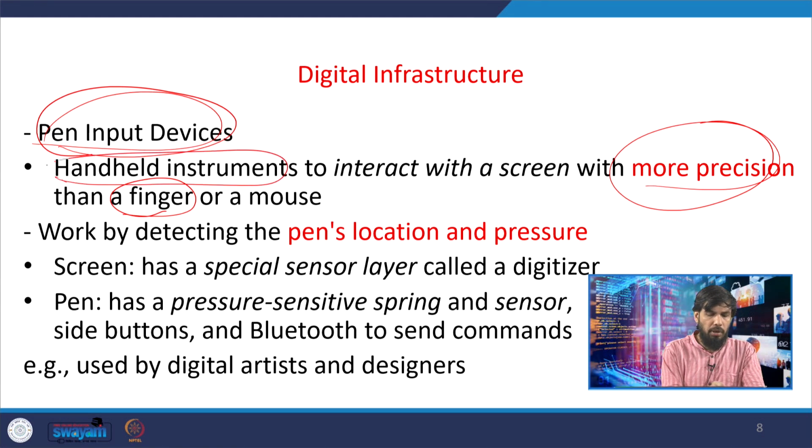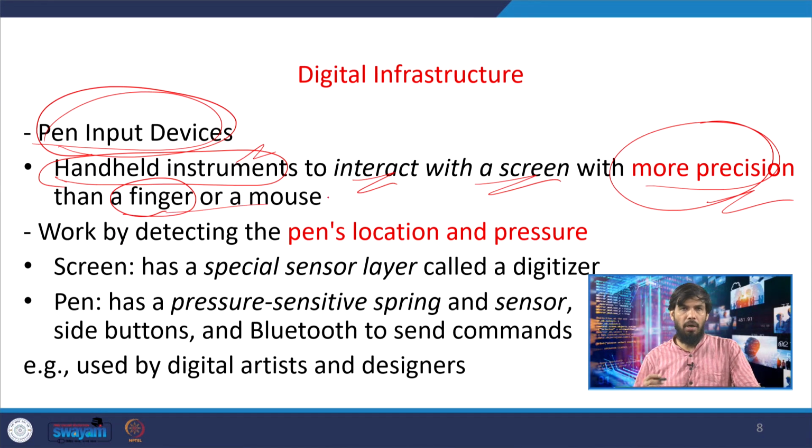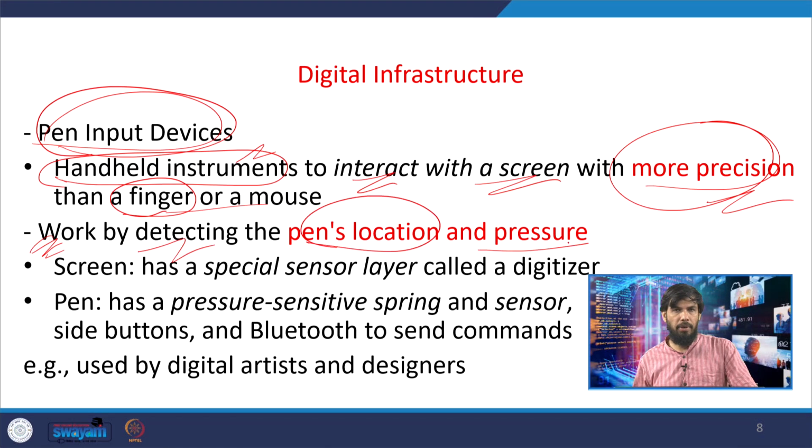So, handhelds, what are pen input devices? These are handheld instruments used to interact with a screen with more precision than a finger or a mouse. In comparison to using a finger, we would be able to control or interact with the screen, or whatever we are working on using that screen and the computer. How does it work? It works by detecting the pen's location and pressure.